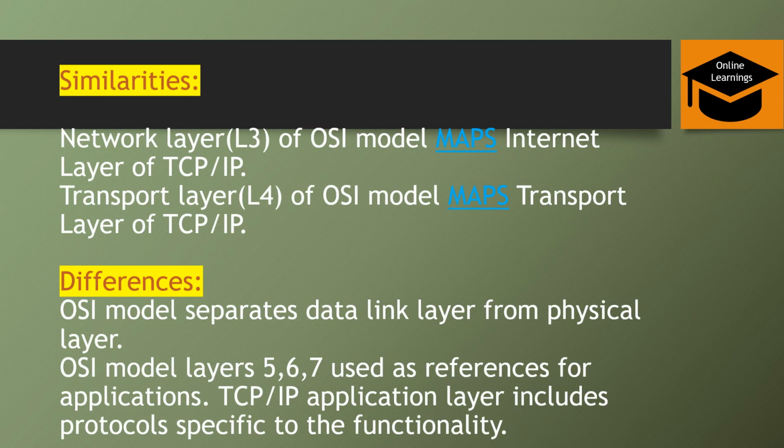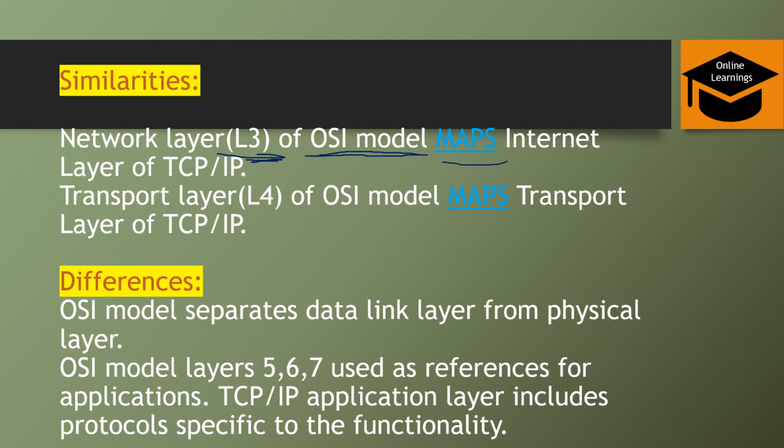Talking about the similarities, as you've seen in the previous figure which I showed, the network layer is L3. So L3, layer 3, means I'm talking about the OSI model. I've written OSI model to avoid any confusion, but eventually, if anybody writes layer 3, that means it is the network layer of the OSI model.